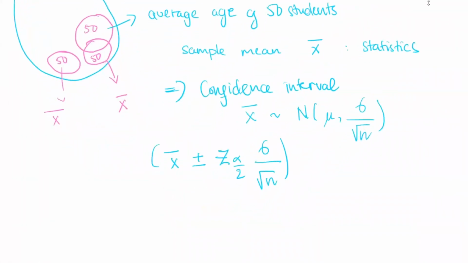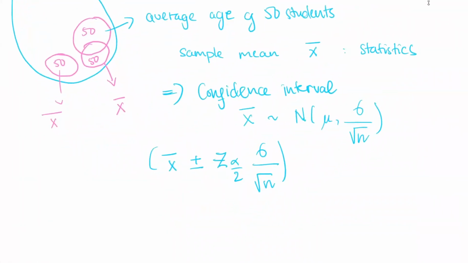So you might notice there are a few things here. The first one is this alpha. It has a name. I'm trying to recall it for myself. I think it is the significance level. And it is equal to 100 minus the confidence level.